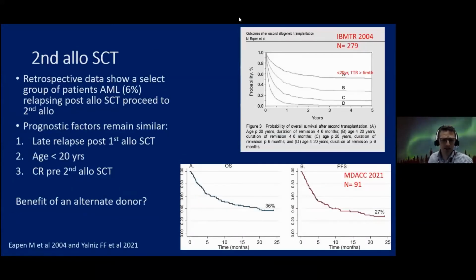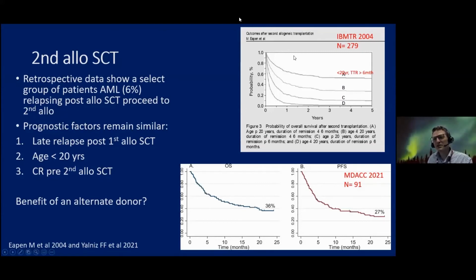So what about second allogeneic stem cell transplant? Well, there's no high-level data, though there remain a number of retrospective series that have looked at this. Essentially, in a very select group of patients, in most series about 6% of relapses, a second allograft may be offered. The prognostic factors seem similar to those that we've defined, so later relapses seem to be associated with better outcomes with the second transplant. Patients under the age of 20 again comes out as very important, and patients being in remission prior to the second transplant.